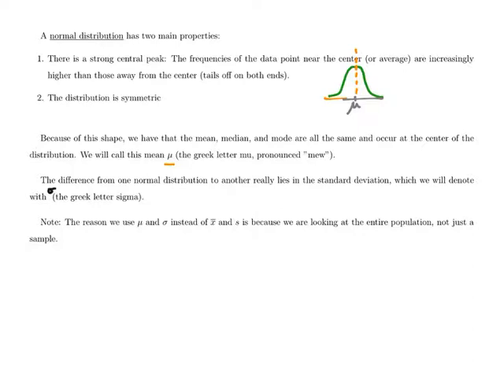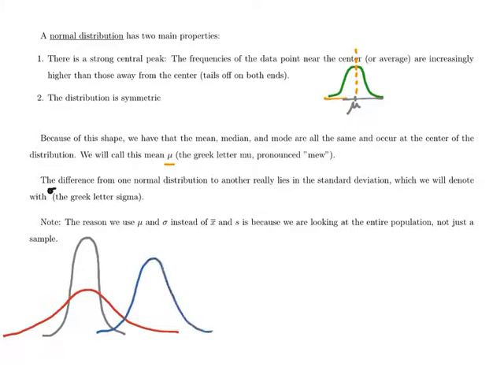So we can have different normal distributions, right? You can have a strong central peak in a lot of different ways and be symmetric. It doesn't have to be centered at the same spot either. All those are normal distributions, but they all look kind of different. It's going to be the standard deviation that's really the difference between them.